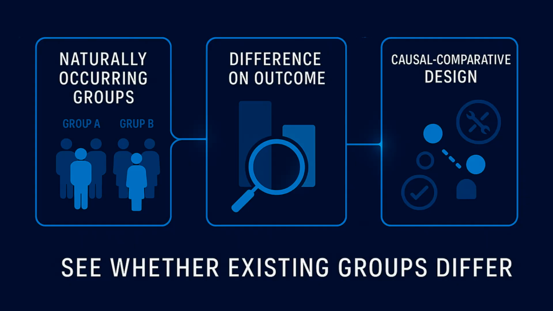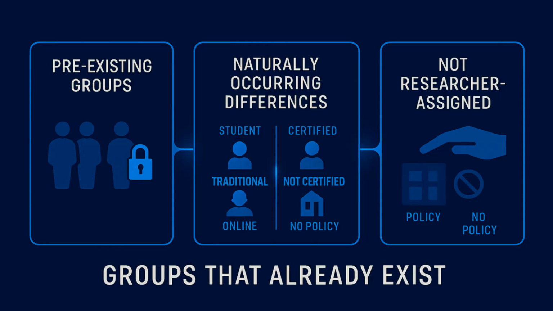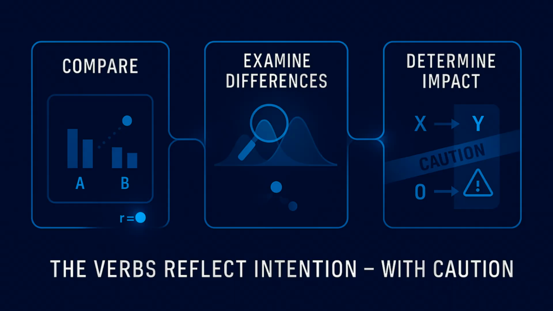Causal-comparative design sees naturally occurring differences between groups. It emerges when the research problem asks whether existing groups differ meaningfully on an outcome. These groups cannot be assigned by the researcher. They already exist: students in traditional versus online learning, teachers with or without certification, schools implementing or not implementing a new policy. The verbs reflect this intention: compare, examine differences, determine impact, though always with caution.